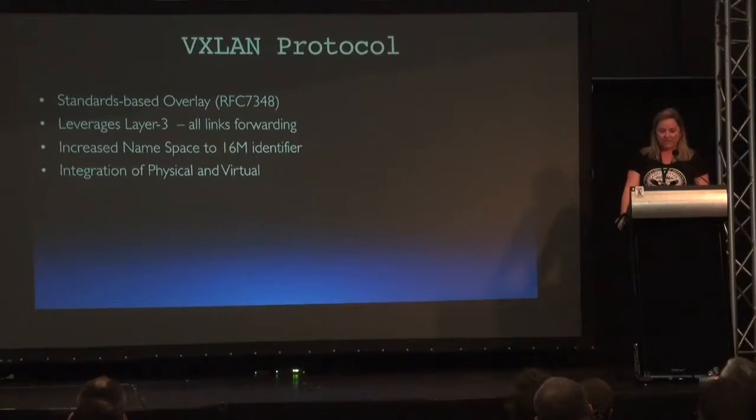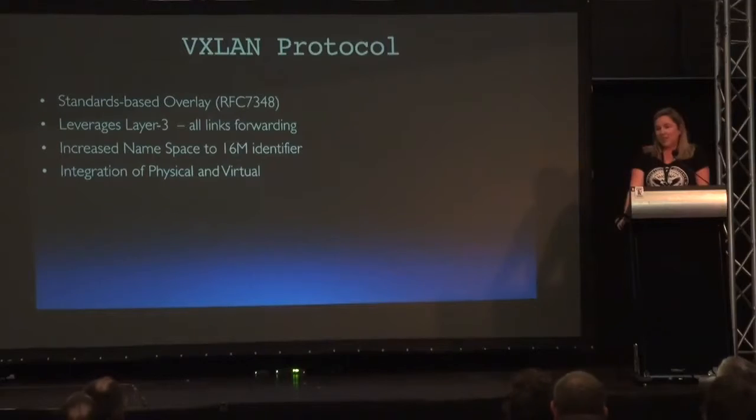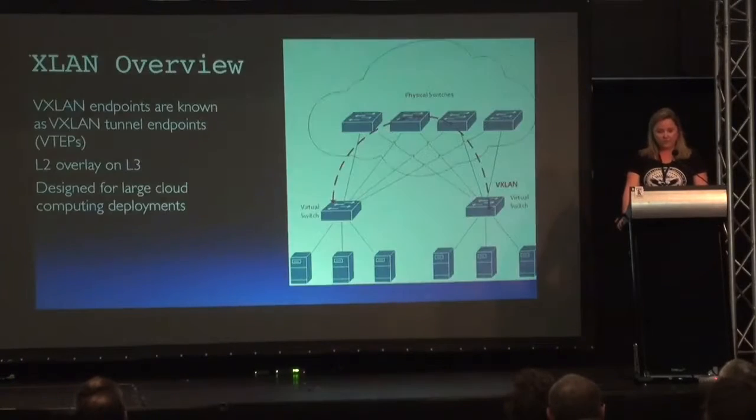So the VXLAN protocol is a standards-based overlay protocol, RFC 7348. You should go read it. It's really interesting. It leverages layer 3, so pretty much underneath everything's layer 3. We don't have to worry about spanning tree, and then it creates a layer 2 tunnel over the top. It has an increased namespace, so it has 16 million identifiers as opposed to VLANs, which are 4,094. And it's an integration of physical and virtual worlds.